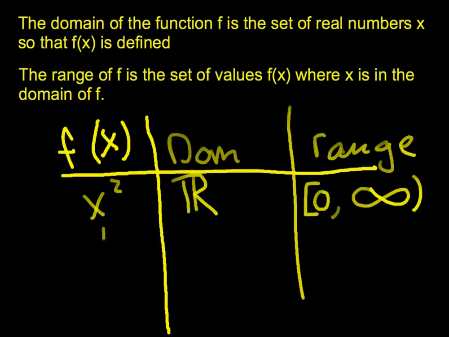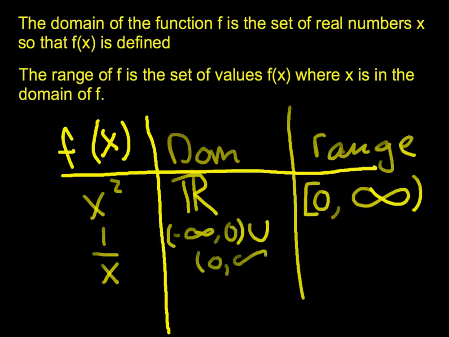Another example would be 1 over x. Now again, when we're talking about the domain, you want to ask yourself, what can't you do? And we can never divide by 0. So the domain is going to be all real numbers except for 0. So I would write it like this, negative infinity to 0, we don't include it, and then we have a union, 0 to infinity.